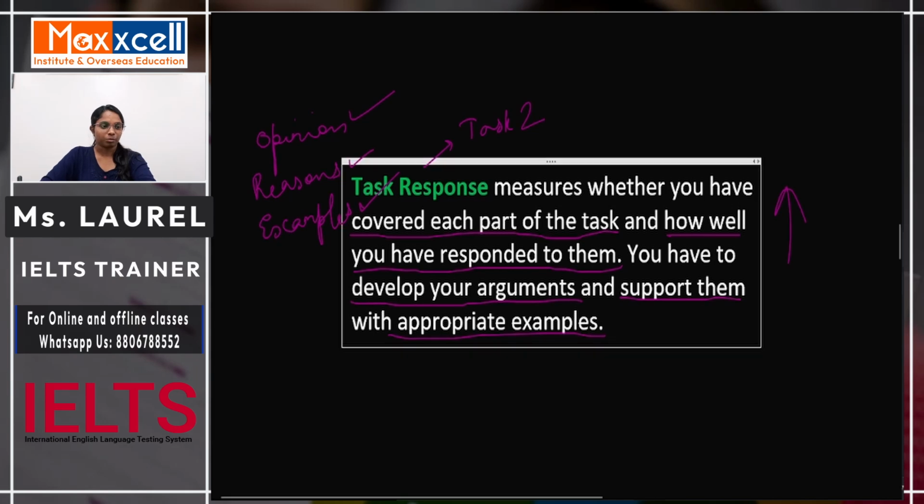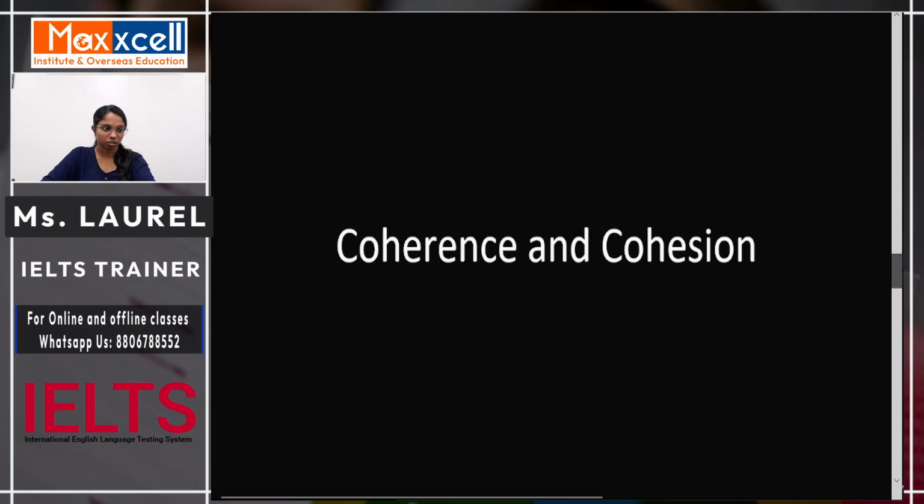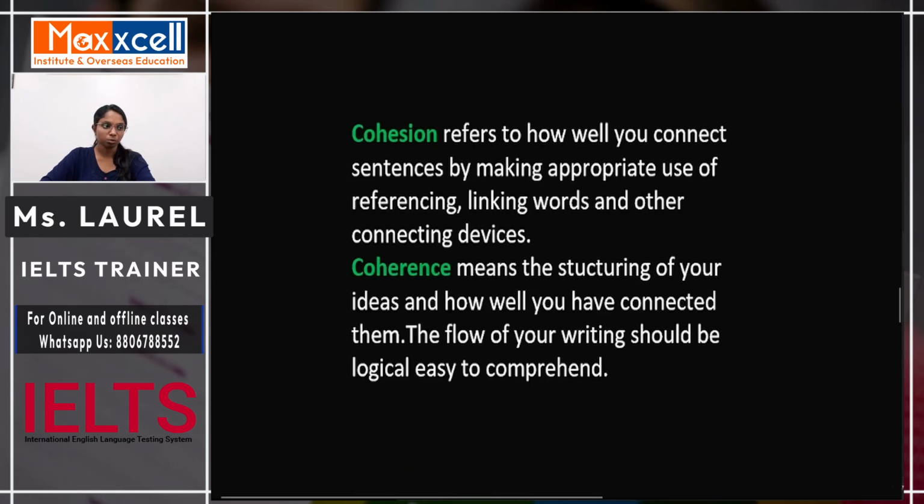Okay, then moving on. Next, let us understand coherence and cohesion. Now, what is the difference between the two and why are they clubbed together? Okay, so cohesion refers to how well you connect sentences by making appropriate use of referencing, linking words, and other connecting devices. So basically, you have to see that your sentences follow each other and they are connected in an appropriate way. Also, make sure you're using linking words like additionally, furthermore, etc. All of these have to be included in your writing task too.